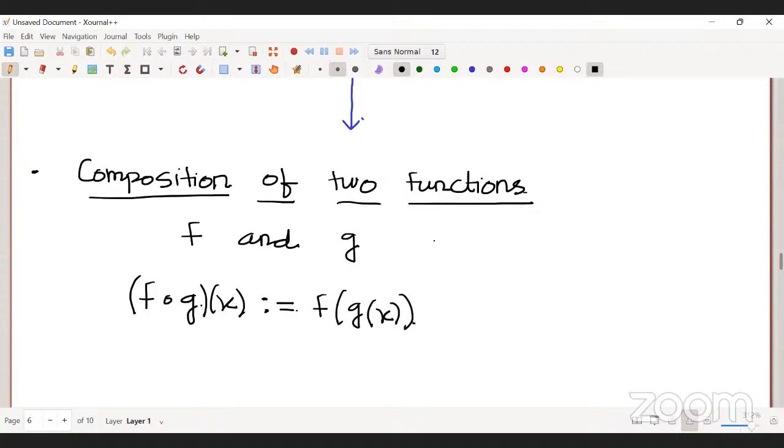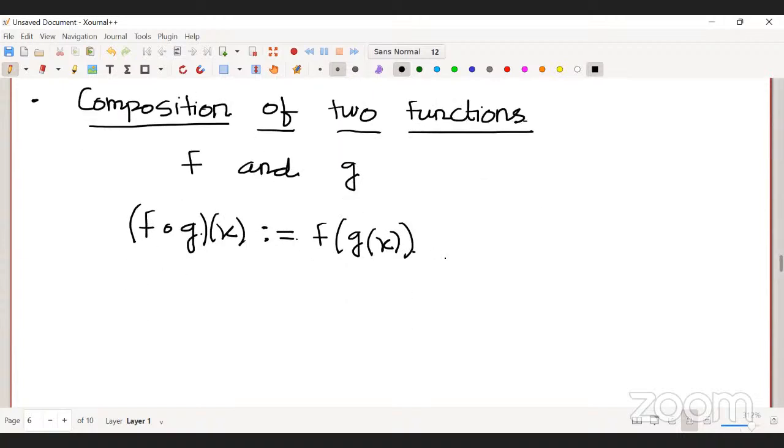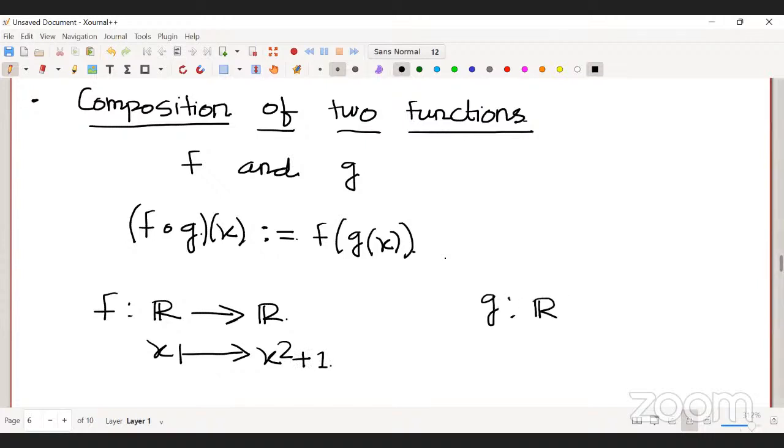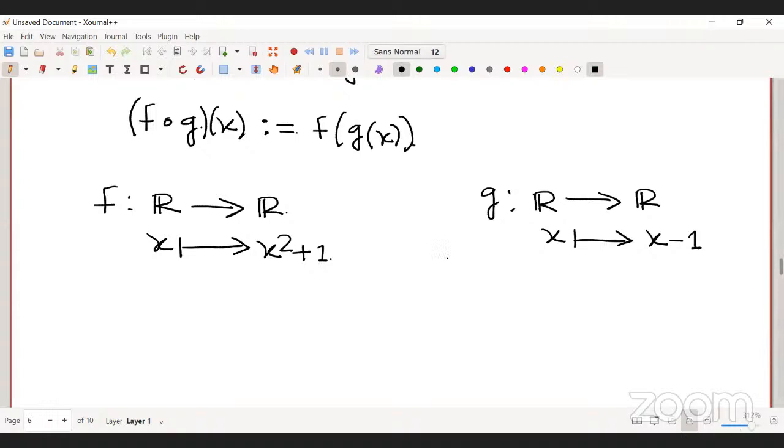For example, suppose f is a map from R to R, where x goes to x square plus 1, and g is a map from R to R, where g of x is x minus 1. Then what will be the value of f compose g of x? g of x square plus 1, and g of x is replaced by (x minus 1) whole square plus 1.